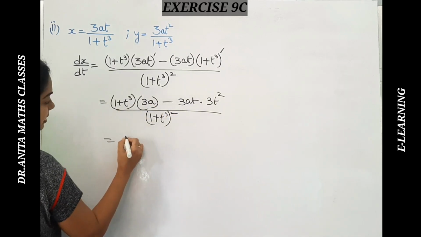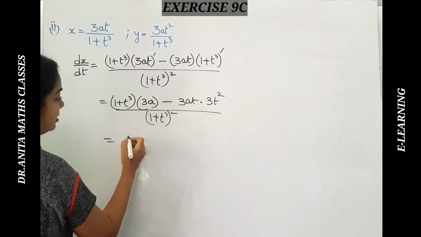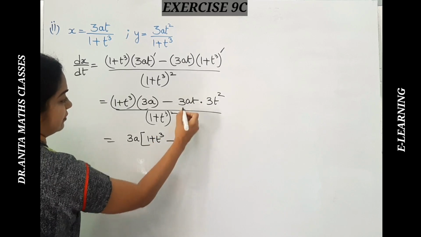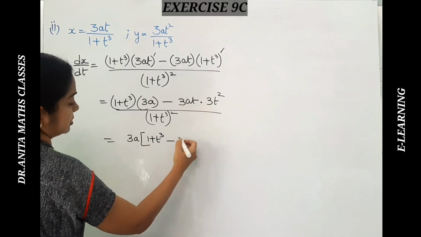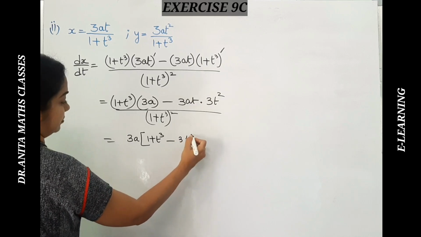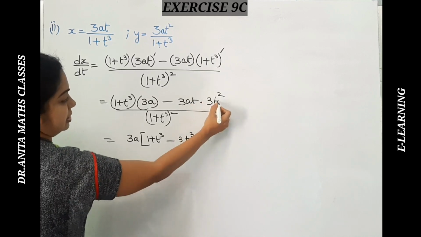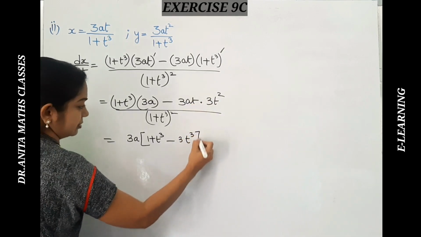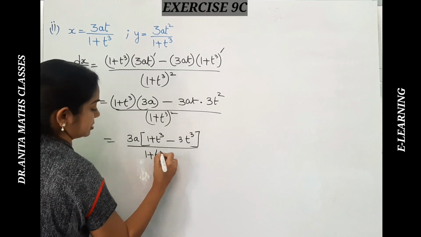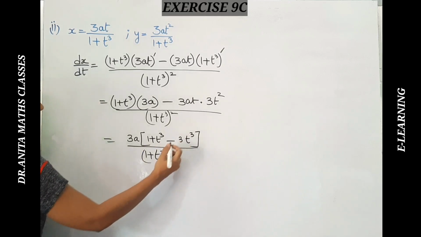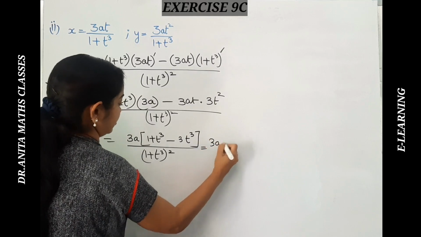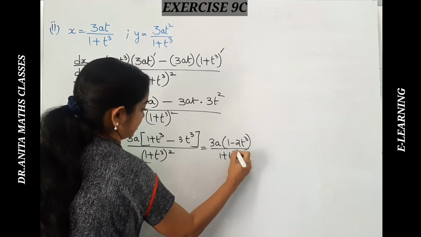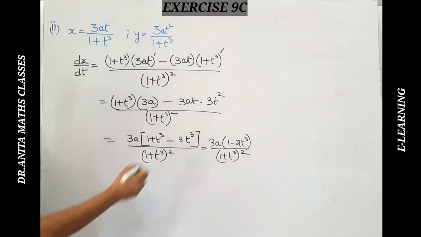So let us take 3a common here. If I take 3a common, this becomes 1 plus t cube, and this becomes 3t cube. 3a I have taken common, so t cube is left over here. 1 plus t cube whole square. Now this comes to 3a into 1 minus 2t cube, subtracting. So we'll keep this aside. This is dx over dt.